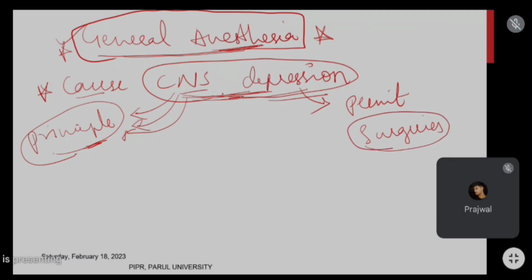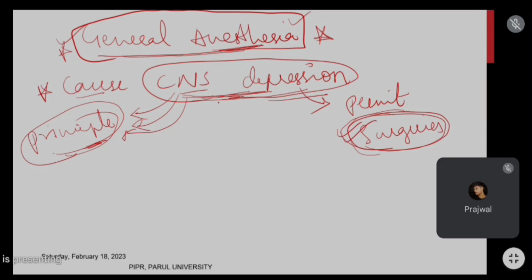Of CNS depressants, in previous classes we have discussed barbiturates, benzodiazepines, GABA analogs, gabapentins. Those drugs are also CNS depressants, but when they are given, we can't perform surgeries. To perform surgeries, some drugs should cause CNS depression and they should have some principles which allow us to perform surgeries. They are called general anesthetics. अब देखो, general anesthetics means the drugs which cause CNS depression which allows surgeries to be performed.